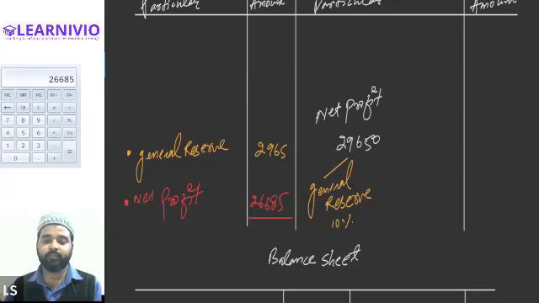The same net profit should be carried forward to the balance sheet. 26685 should be carried forward to the balance sheet. And we will also write down the value of the general reserve in the balance sheet, 2965.